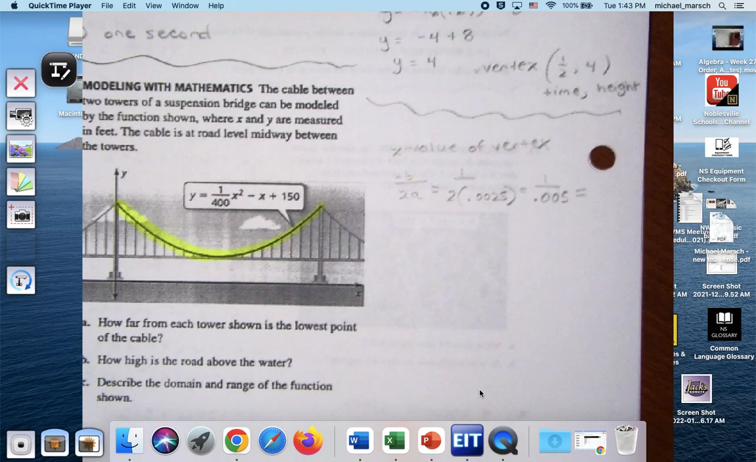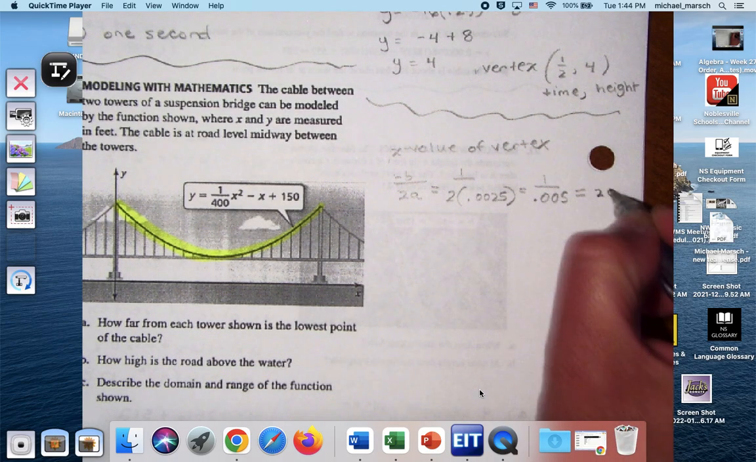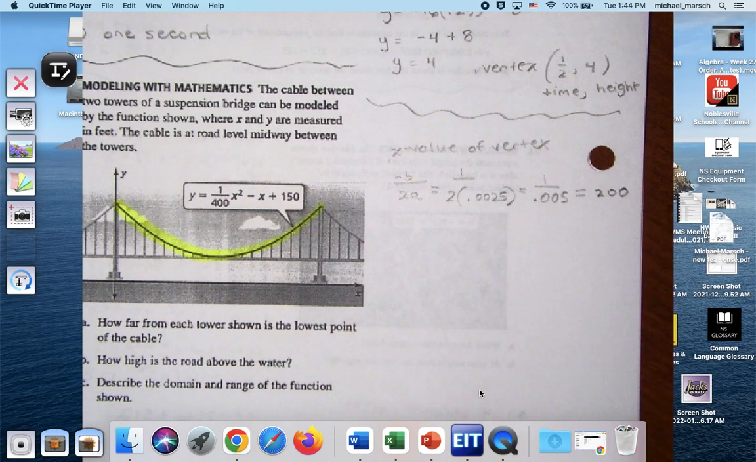And then what do you get when you actually divide 1 by 0.005? Use your calculator. You guys have calculators. You got the world at your fingertips. 200. All right. In your calculator, do 1 divided by 0.005. Do it.